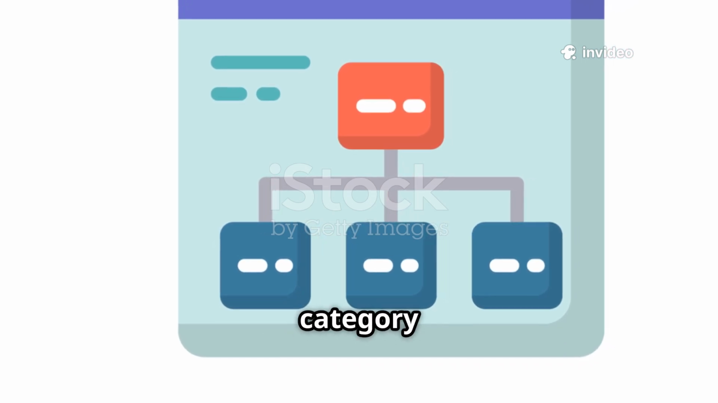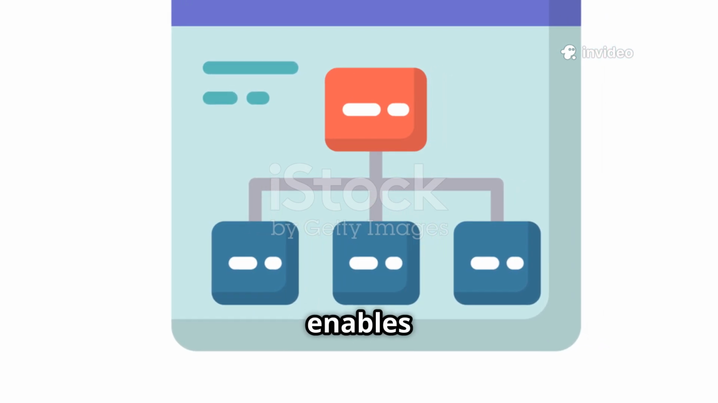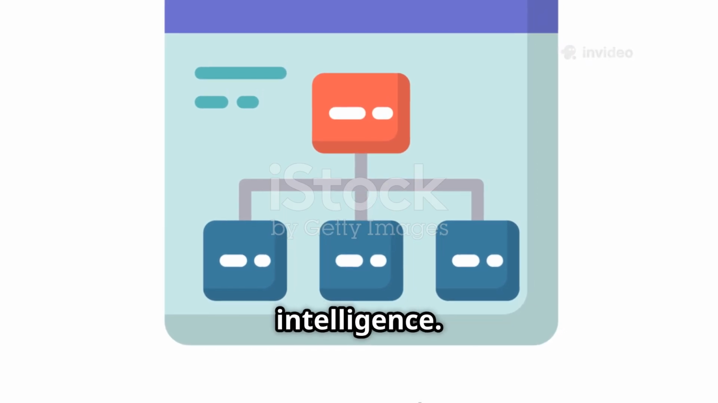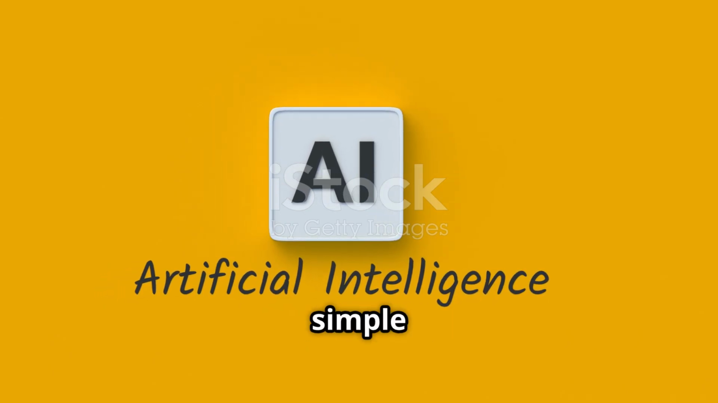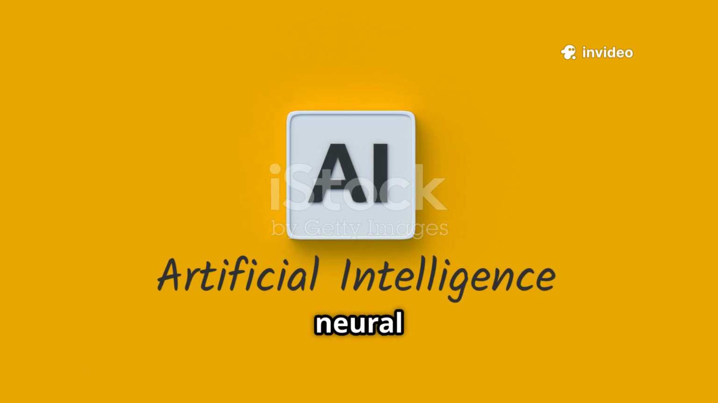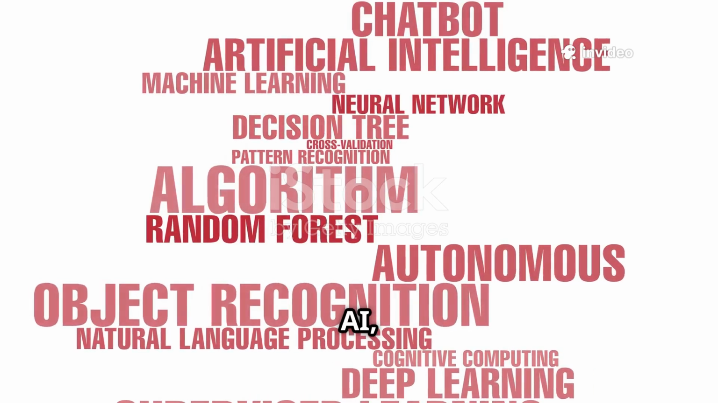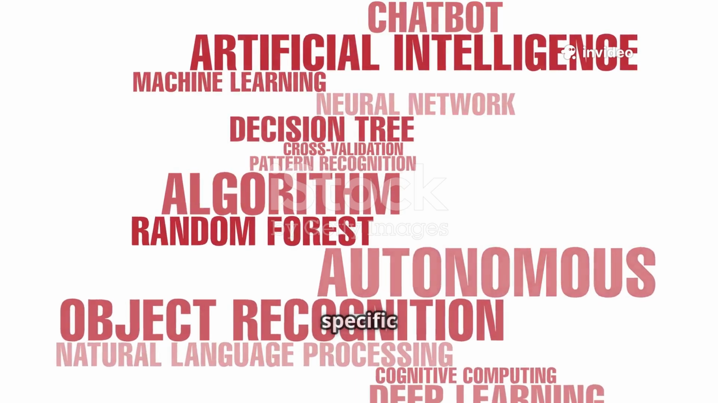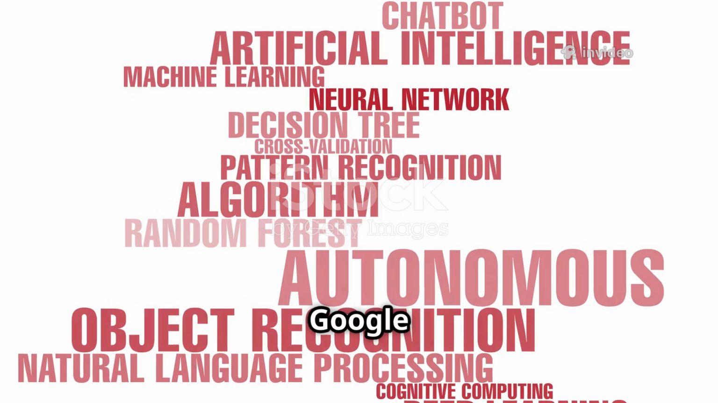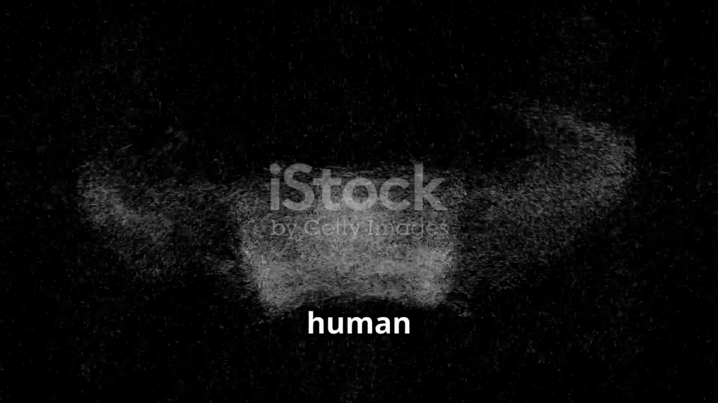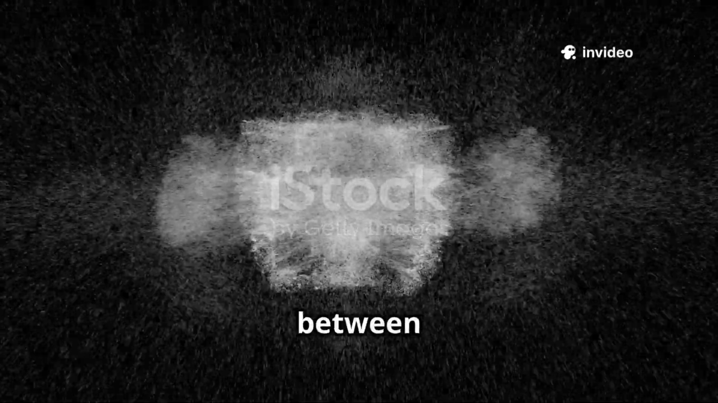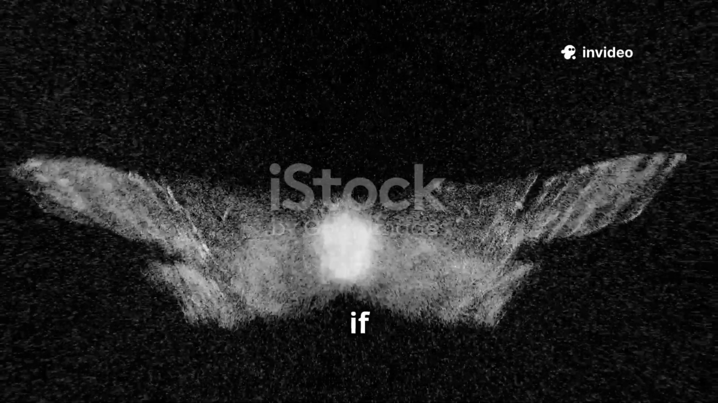The broadest category encompassing any technique that enables machines to mimic human intelligence. Think of it as the entire universe of making computers smart, from simple rule-based systems to advanced neural networks. Narrow AI, our current reality, excels at specific tasks like Siri, Google Search, and recommendation engines. General AI, matching human cognitive abilities, remains theoretical, with experts predicting achievement between 2045 and 2100, if ever.